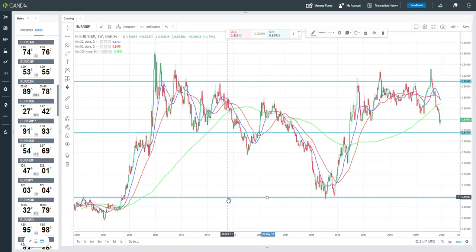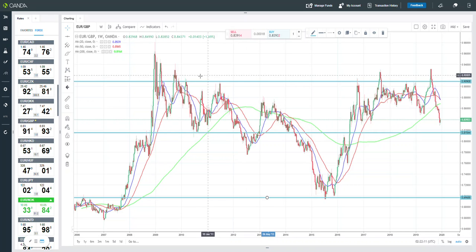So we see down here about 0.69 euros to the pound, and then we go up here to this medium support line. We're about 0.81 pounds to euro. And then we see this up top range here, about 0.90.